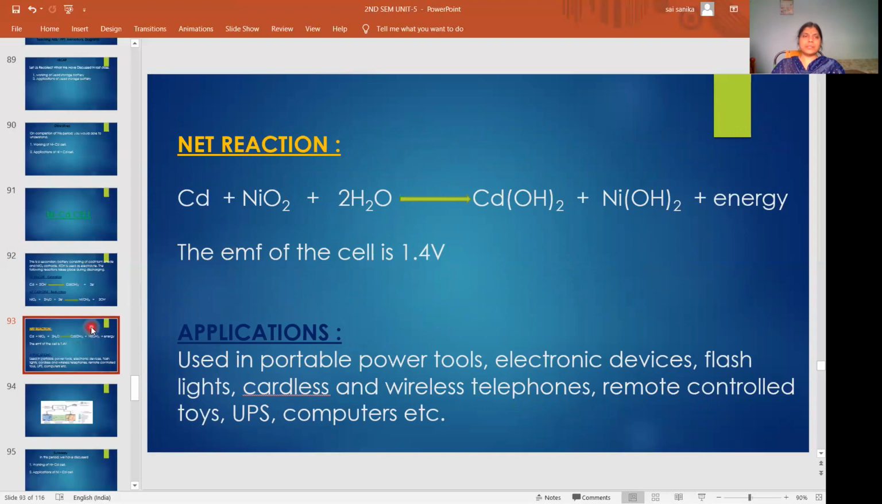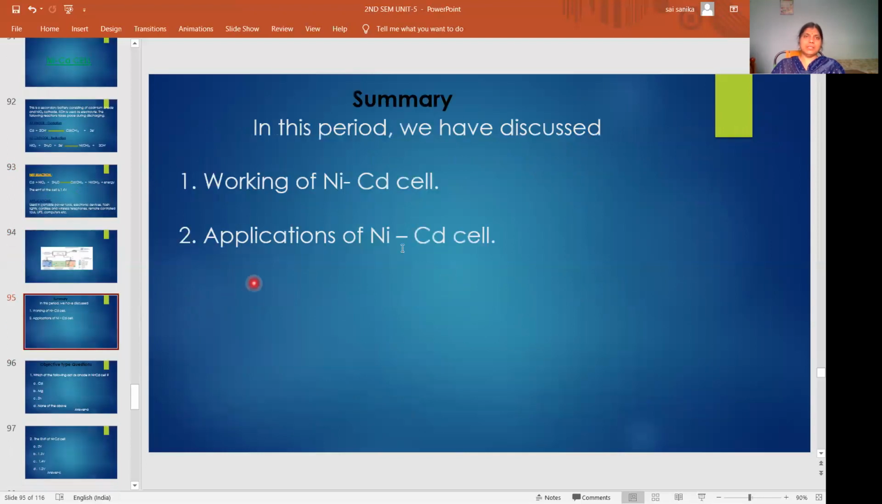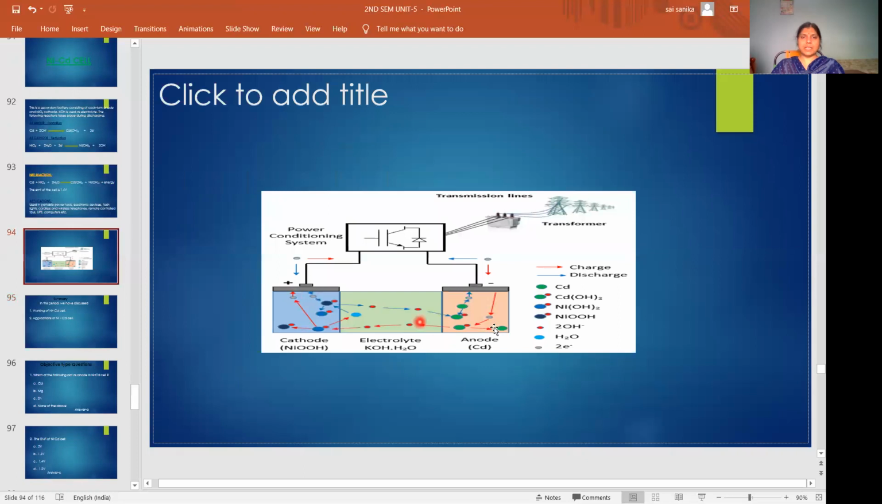Okay. Then next, come to the summary. So in this period, we have discussed these two topics: working of nickel cadmium cell and applications of nickel cadmium cell. So see here the diagram, very simple: cathode, anode and electrolyte.